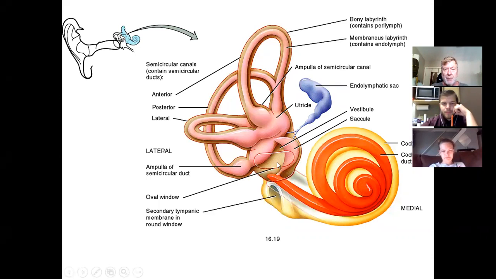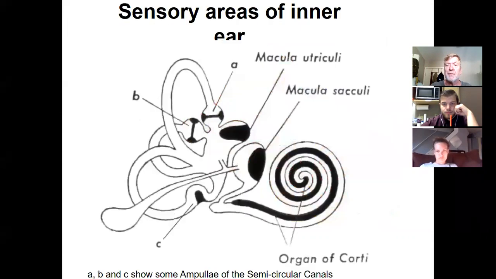The oval window goes in and out, and so does the round window. The action of hearing takes place in the cochlea. Balance takes place over here. We will cover both of those to some degree, and that gets to be another tricky part.